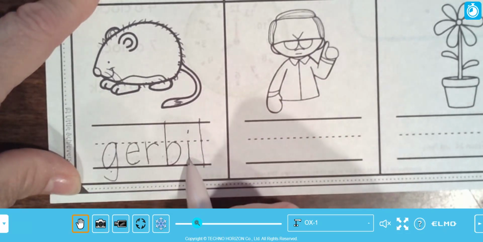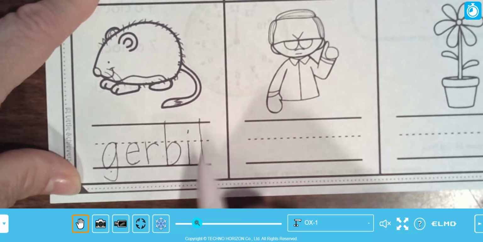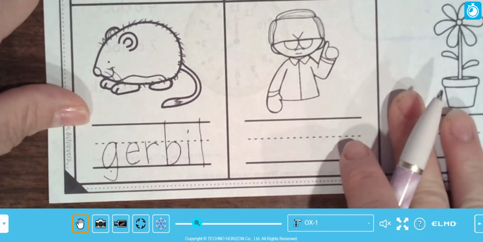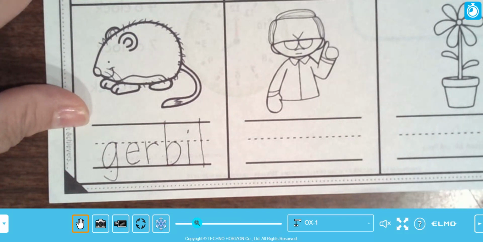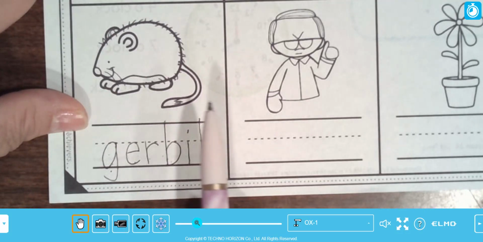Actually, it's a sound, right? Not an I sound. This is a schwa, gerbil. Okay, go ahead and finish writing the word gerbil. When you're writing, I'm going to give you a sentence. So the little gerbil broke out of its cage and ran away. Gerbil.